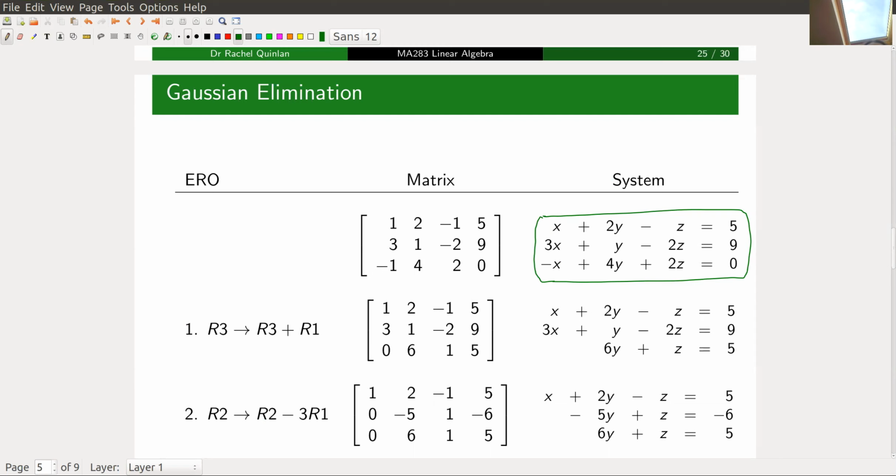So here's our system of equations. This is the starting point. The problem that was given to us was: solve this system of equations. First step, write the augmented matrix.